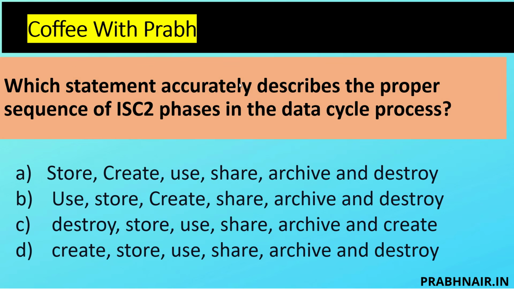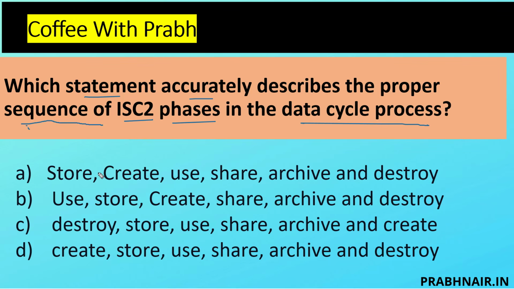Okay, so first question: which statement accurately describes the proper sequence of ISC2 phases in the data lifecycle process? I repeat again, which statement accurately describes the proper sequence of ISC2 phases in a data lifecycle process. Some questions in the CC exam test your process, they test your sequence. So in some processes you have to remember the order, and because of that reason I built this question.